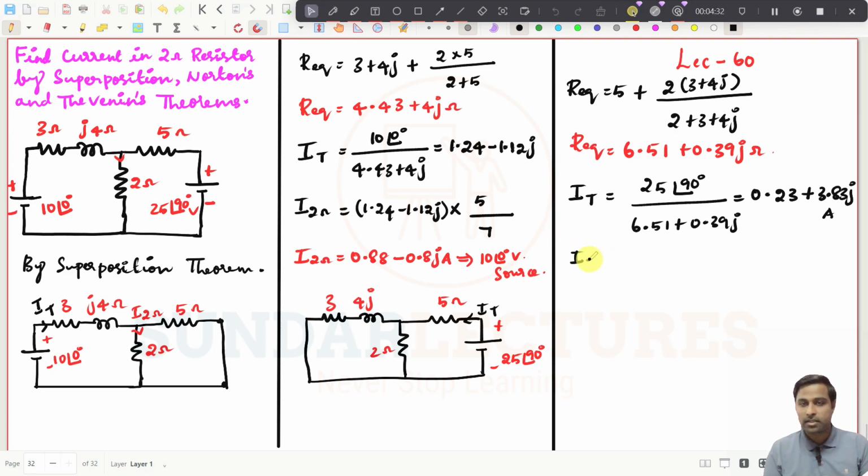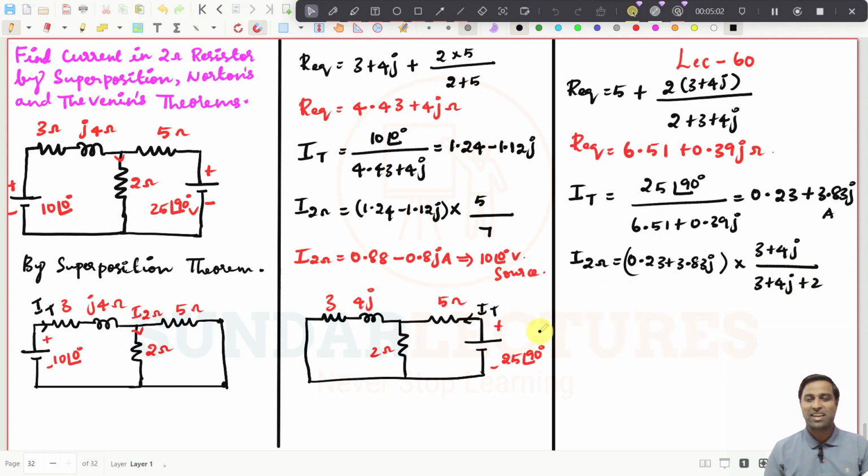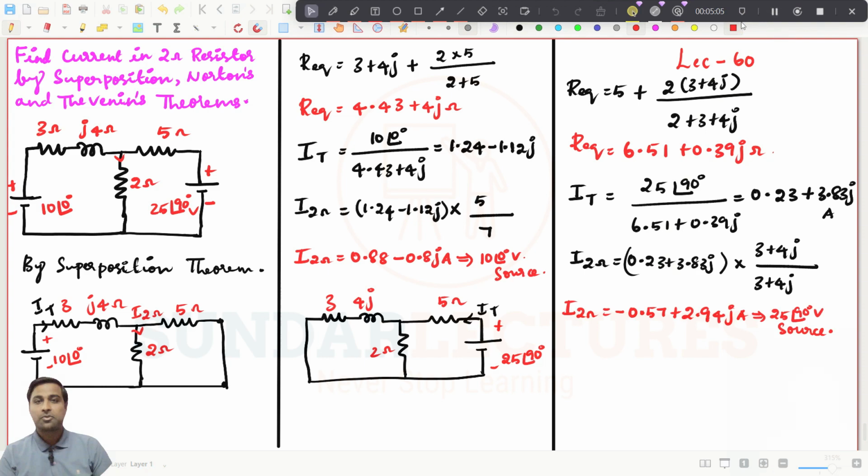If I want to find the I through the 2 ohms resistor, it will be the total current, that is 0.23 plus 3.83j, multiplied by the opposite side resistor, which is 3 plus 4j, divided by the total resistor, which is 3 plus 4j plus 2. If I simplify this, I will get the current through the 2 ohms resistor as minus 0.57 plus 2.94j amperes. So this is by the 25 at an angle of 90 degrees volt source.